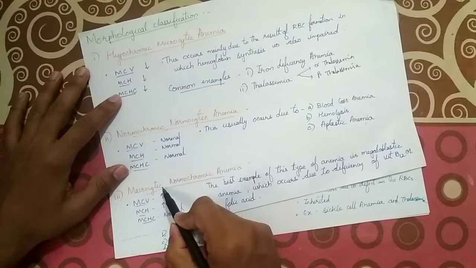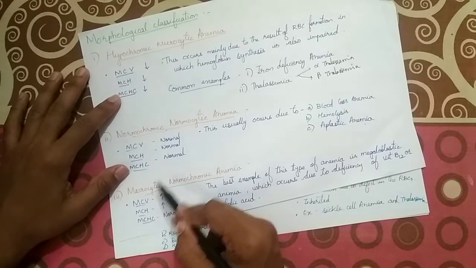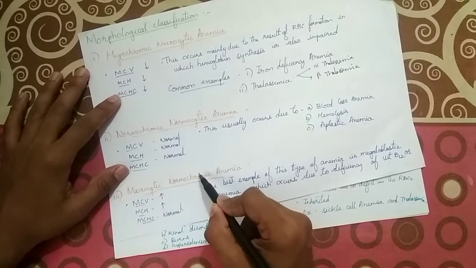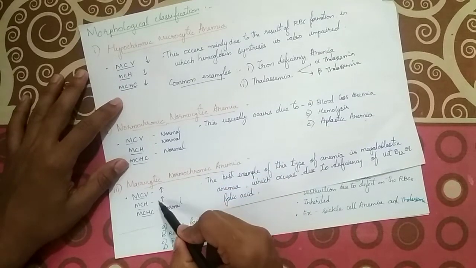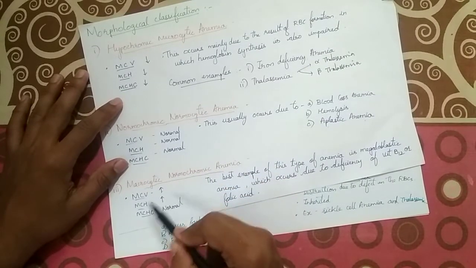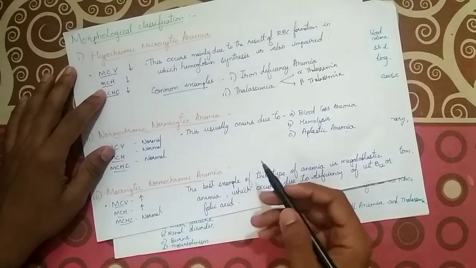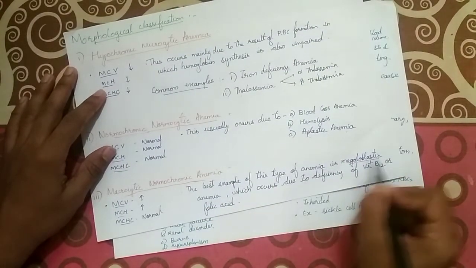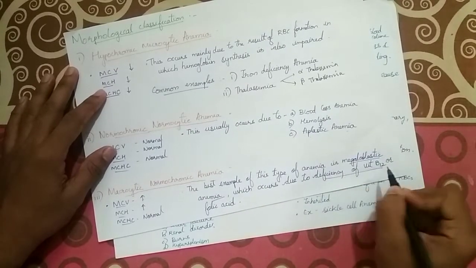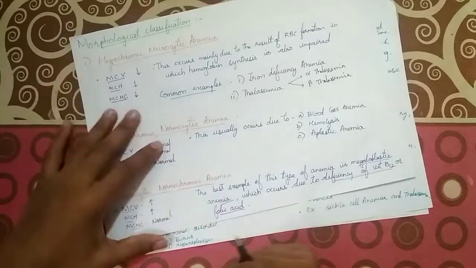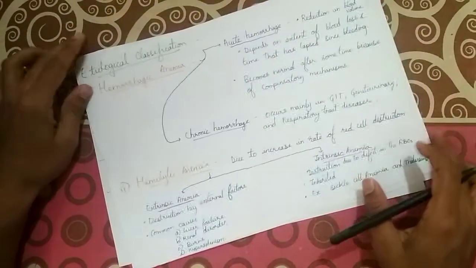Coming to the next one, macrocytic normochromic anemia. Macrocytic, there is increase in the size of the cells. Normochromic, the hemoglobin will be usually normal. MCV is increased, MCH is increased and MCHC is normal in this case. We can take the example of megaloblastic anemia in this case, which also occurs due to the deficiency of vitamin B12 or folic acid. Now let's talk about the etiological classification.